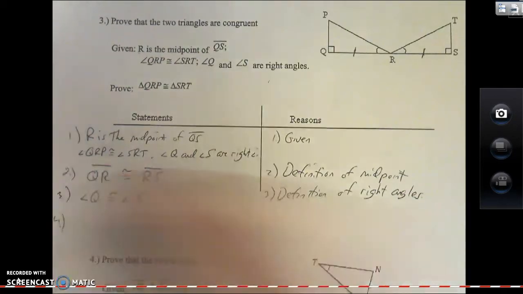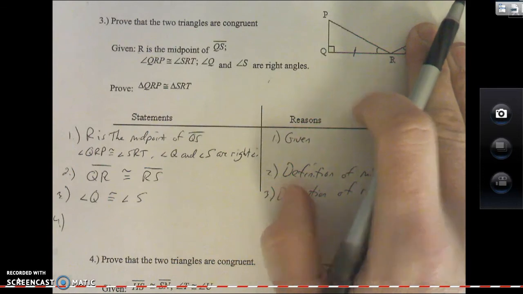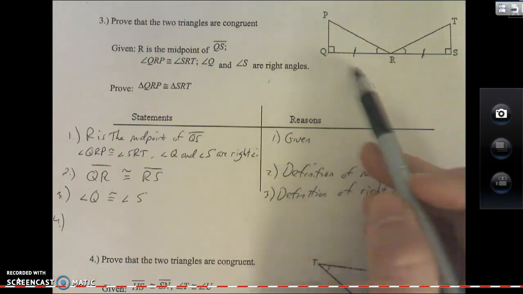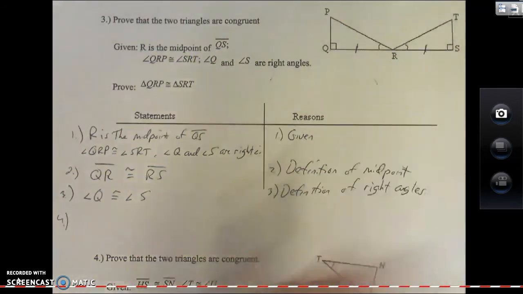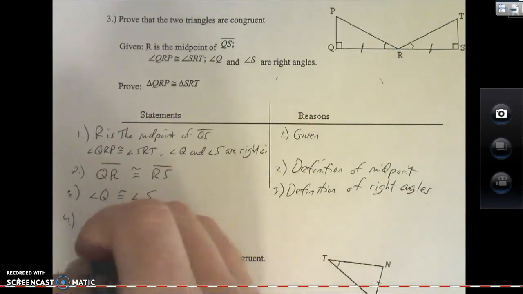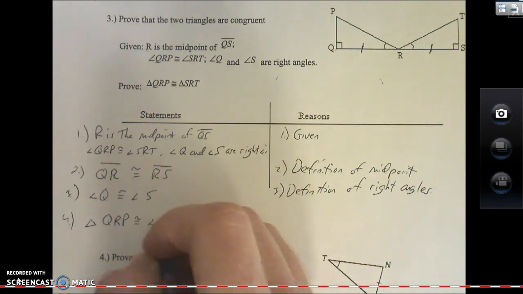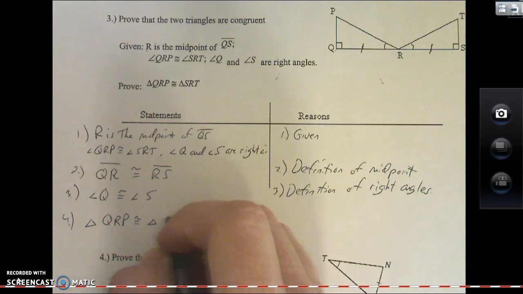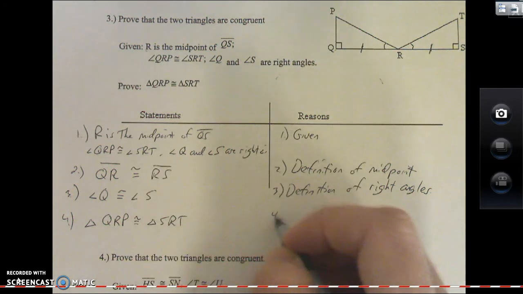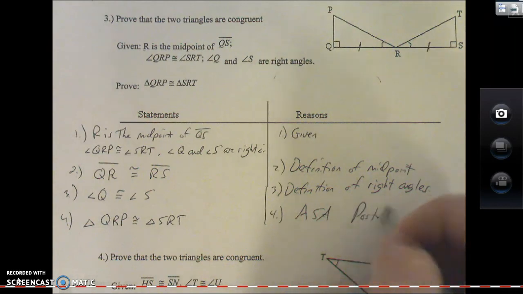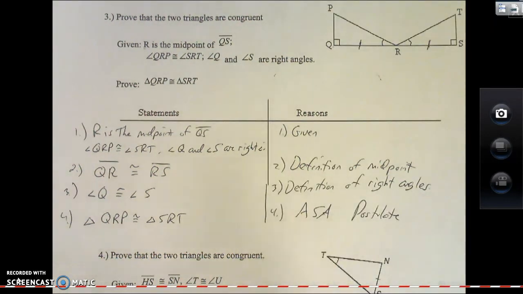Okay. Well, now look what I have. If I cover one of these up, I have an angle, I've got a side, I've got an angle, ASA. Okay, this time the side is included between them. So my last step, triangle QRP is congruent to triangle SRT, and my reason for it, ASA postulate. Okay, awesome.